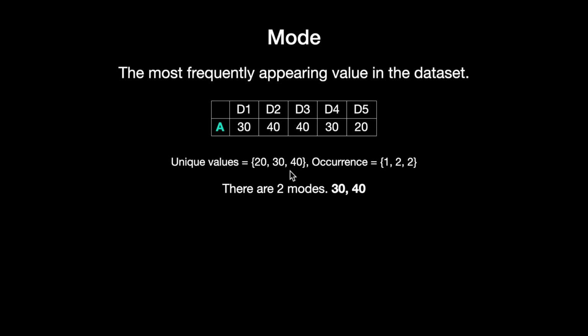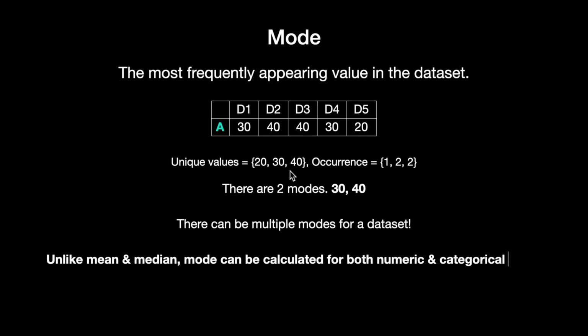Yes, this dataset has 2 modes, and there can be more than 2 modes. Hence, this dataset would be known as a bimodal dataset. Unlike mean and median, mode can be calculated for both numeric and non-numeric data, which means that if you have a list of names and you want to identify the most frequently appearing one, you could use mode.